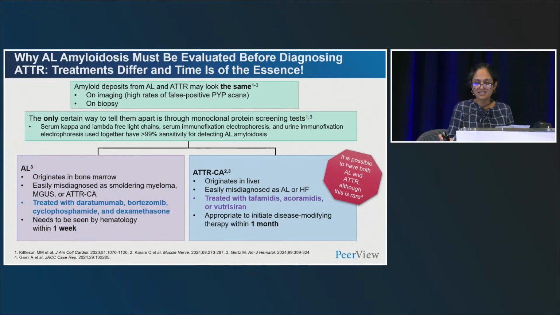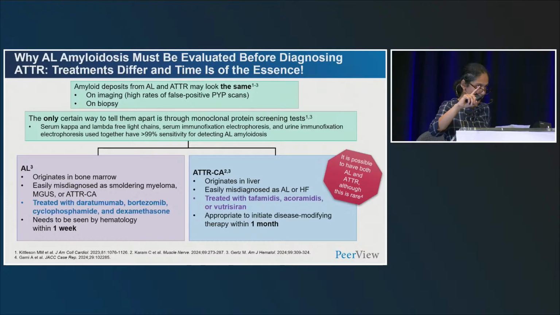Now, why must AL amyloidosis be evaluated before diagnosing ATTR? So I told you before, the two most common types you're going to see in the heart are AL and ATTR. ATTR is way more common, but AL is way more deadly. And if you look in echo, you can't tell the difference. If you do an MRI, you can't tell the difference.